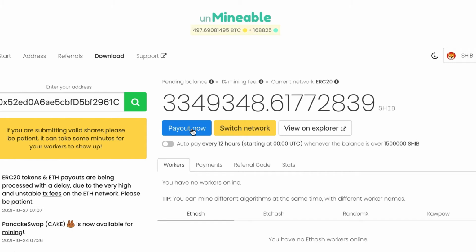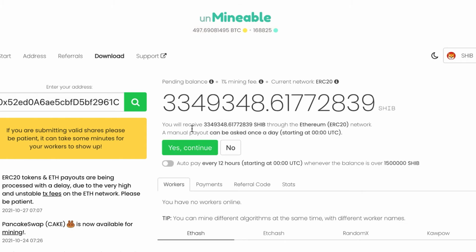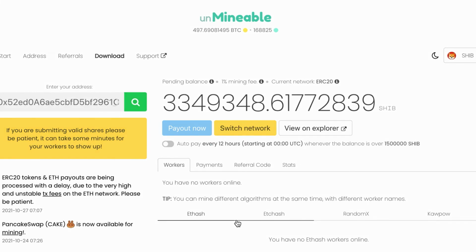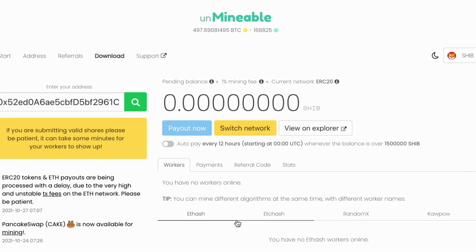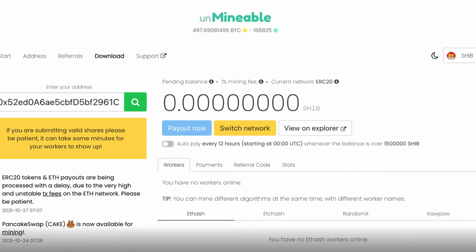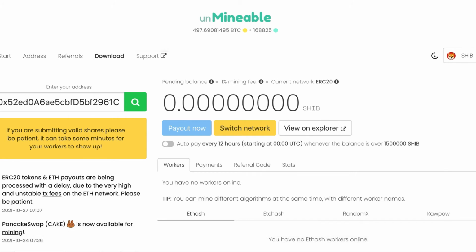And this day was pretty cool to actually click the payout button and see all the tokens basically being sent to my wallet. So I like how Unminable does this little kind of animation. And it was pretty cool to see the 3.3 million go to zero and be sent to my wallet. So it was a pretty awesome day. And I really enjoyed that because that was my first payout since getting the RTX 3090 mining rig.